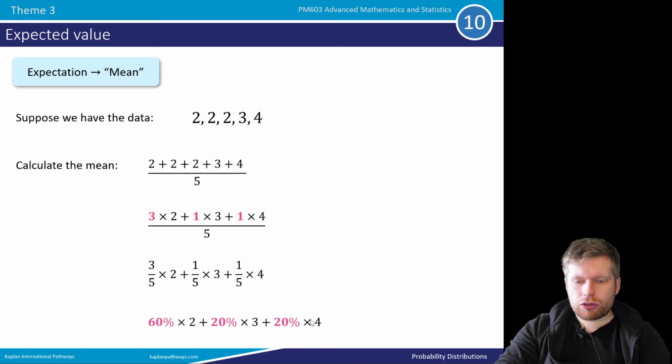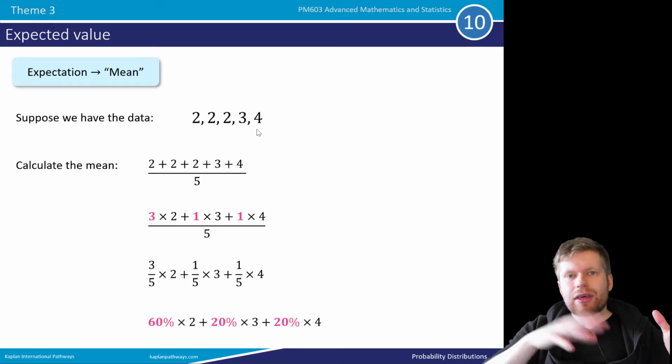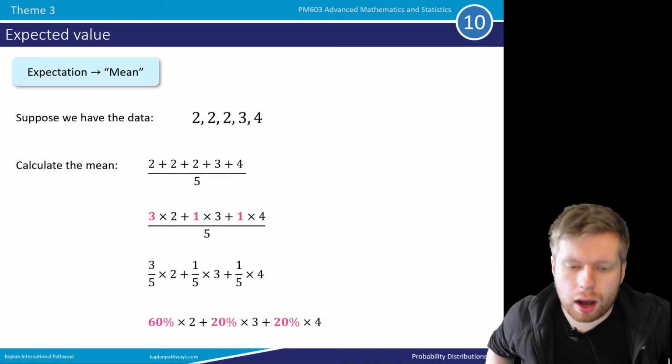If you notice the 2, the 3 and the 4, those are the outcomes. Those are the different possible numbers that I could have had in my data. So these are my outcomes, right? These are my values. And then the 60%, the 20% and the 20% is the probability that each of those outcomes is going to come up, right?